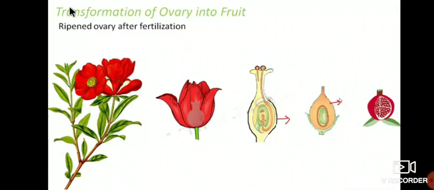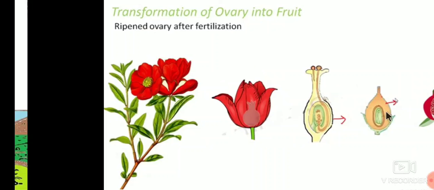It's a repeated process here. Formation of ovary into fruits, ripened ovary after fertilization. First the flower will be there, then there will be a formation of ovary. After that fertilization takes place. After fertilization, seed will be formed and the outer coat, the fruit, will be formed, then finally converted into a ripened fruit. In that also, once again seeds will be there, inside it there are seeds again.